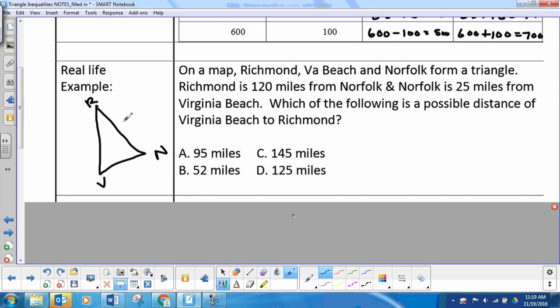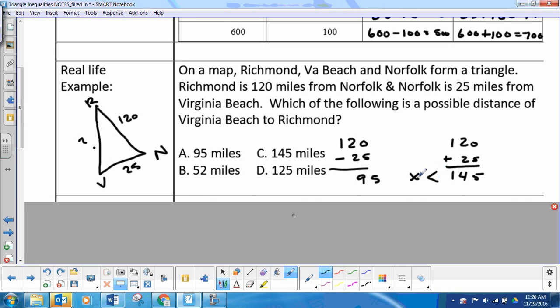We know that Richmond and Norfolk are 120 miles between each other, and Virginia Beach and Norfolk are about 25. We're looking to confirm what the distance between these two cities might be, what the range should be based on the triangle we're trying to form. So I'm doing the same exact thing I did above, and I'm taking those two values and subtracting them from each other to determine the low end of that range, which would be 95. And then I'm taking the two values and adding them to each other and coming up with 145 as the high end of the range.